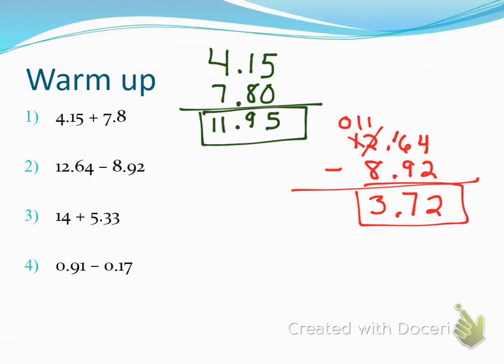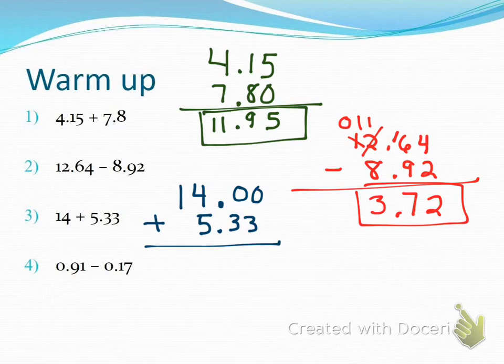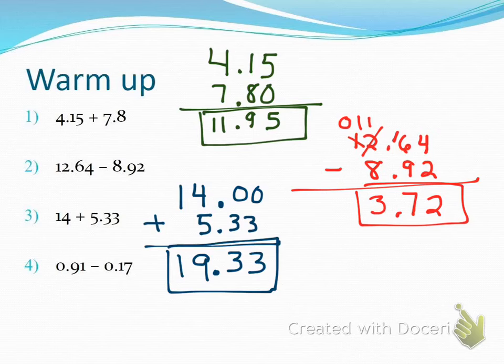Alright, so 14 plus 5.33. So what could I add to this 14? 0. 2 zeros. Yep. So what's 0 plus 3? And 0 plus 3 again is 3. What's 4 plus 5? 1 plus basically a 0 is a 1. So 19.33.